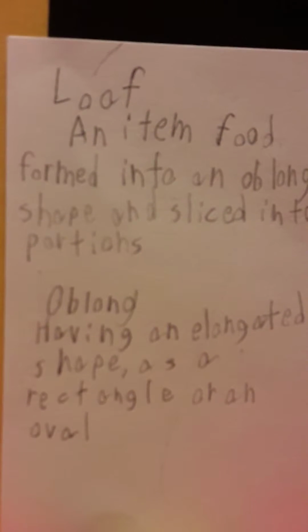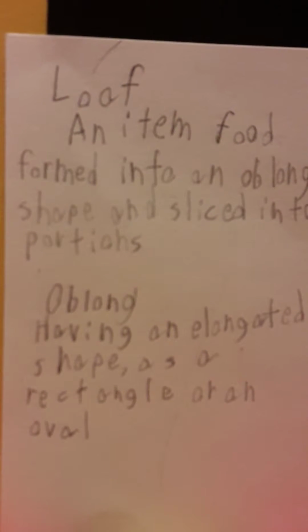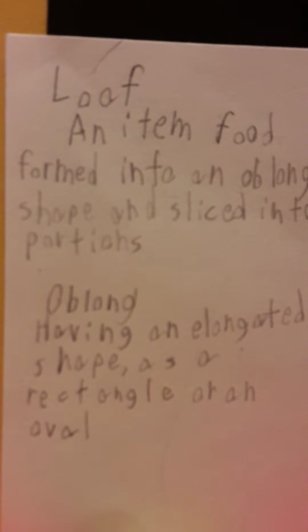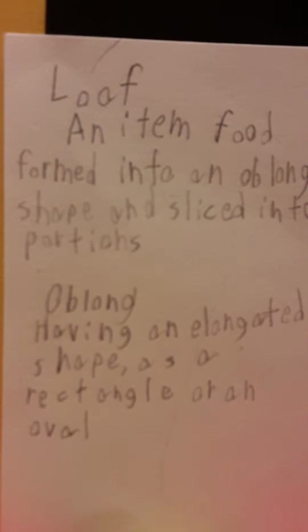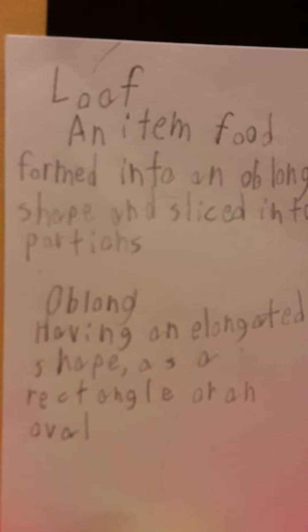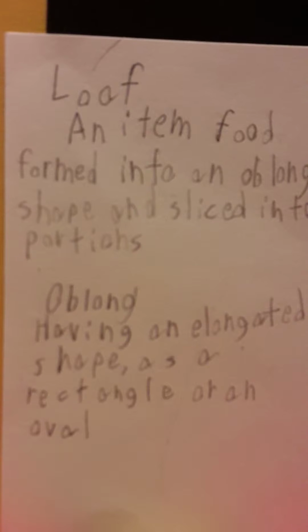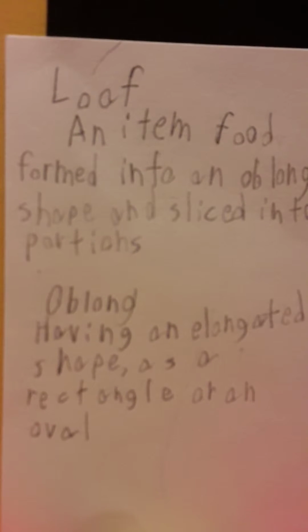Okay, so I'm going to read the definition for it, and then I'm going to break it down. So, loaf: an item of food formed into an oblong shape and sliced into portions. And oblong, I'm probably not saying that right, is having an elongated shape, as a rectangle or an oval. Okay, so, that is very fanciful wording, I suppose, so I should probably break it down a bit.